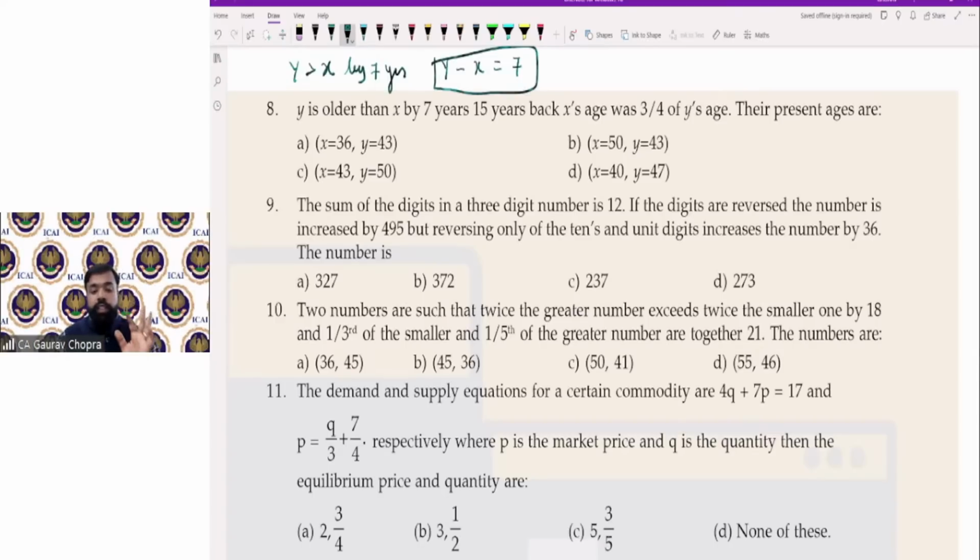So let's check these two conditions. What is in the first condition? Y's age should be 7 greater than X. Option number A satisfies this condition. B does not satisfy. C is satisfying. D is also satisfying. Now check the second condition. 3/4 of Y's age should be equal to X, but when? 15 years before.